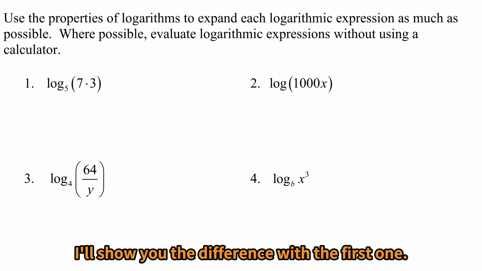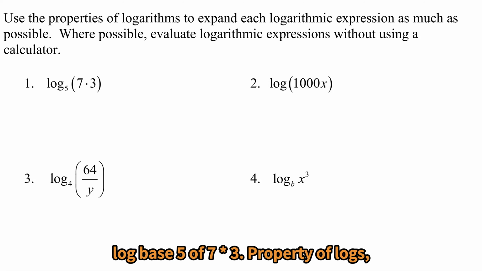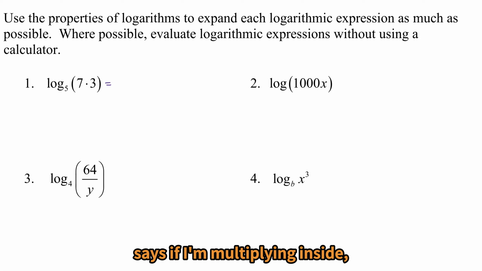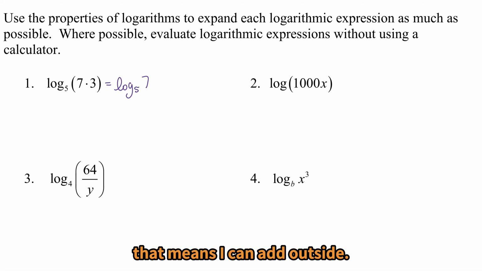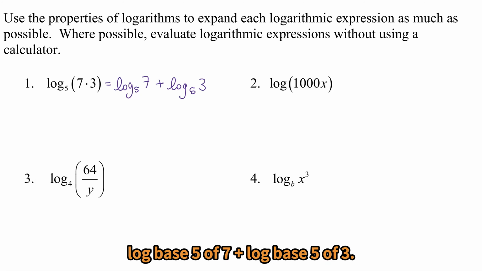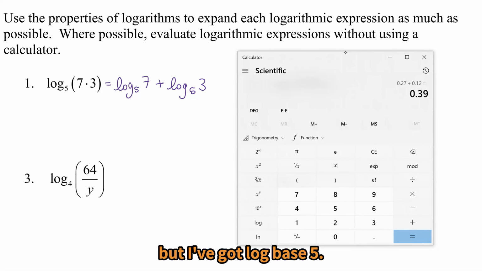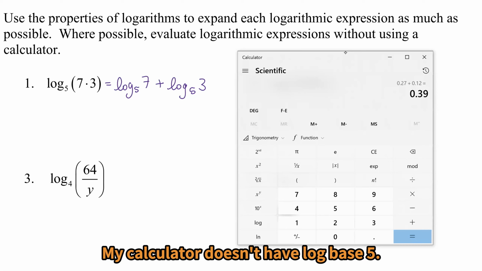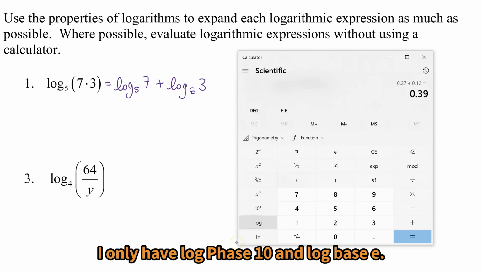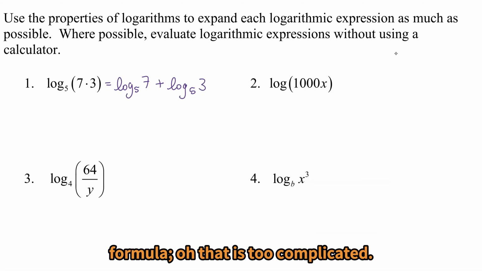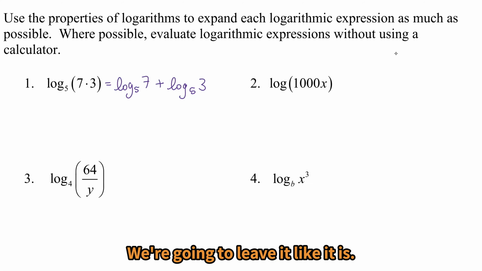I'll show you a difference with the first one. So the first one, log base 5 of 7 times 3. Property of log says if I'm multiplying inside, that means I can add outside. This is an exact answer. Log base 5 of 7 plus log base 5 of 3. If I wanted an approximate answer, I could do something on my calculator, but I've got log base 5. My calculator doesn't have log base 5. I only have log base 10 and log base e. I could use a change of base formula. Oh, that's too complicated. We're going to leave it like this.